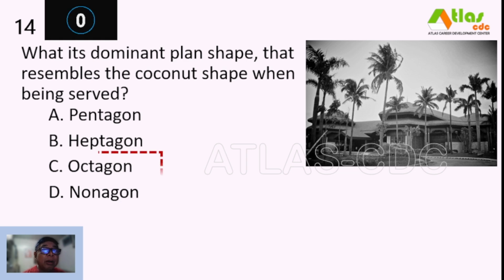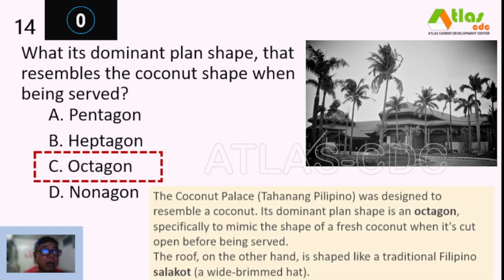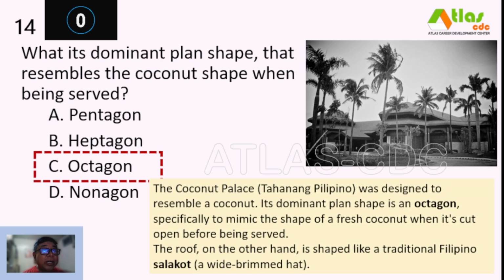And our correct answer is letter C, Octagon. So, the Coconut Palace or Tahanang Pilipino was designed to resemble a coconut. Its dominant plan shape is an octagon, specifically to mimic the shape of a fresh coconut when it's cut open before being served. The roof, on the other hand, is shaped like a traditional Filipino salakot, a wide-brimmed hat.